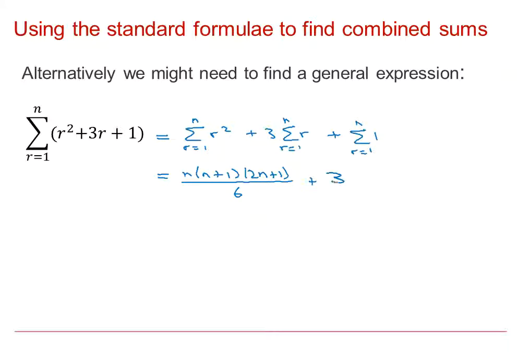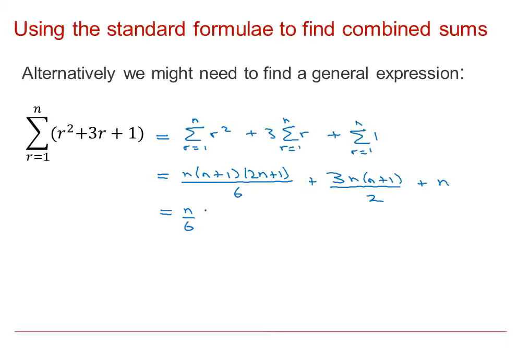And now we've got 3 lots of the sum of r, and quoting our formula, that will be 3 times n times n plus 1 over 2, and the last one will be in effect 1 add 1 add 1 add 1, and there'll be n additions of 1, so 1 times n will be n. A neat way to deal with the addition of fractions like these is to pull out a common factor, and the nice common factor here would be n over 6.